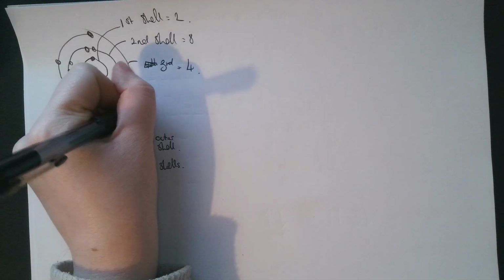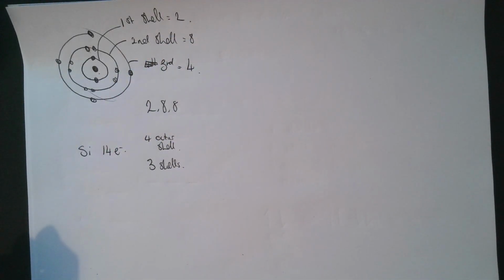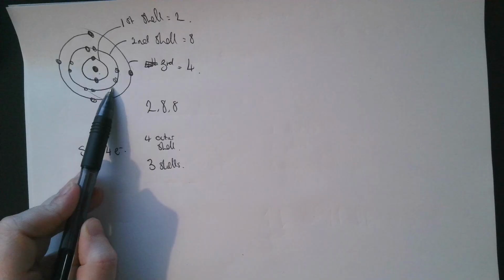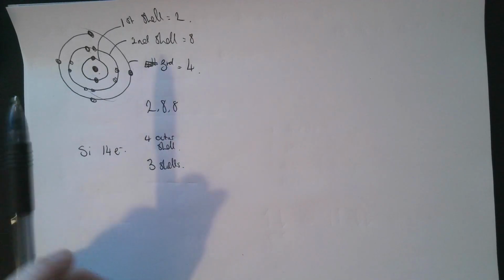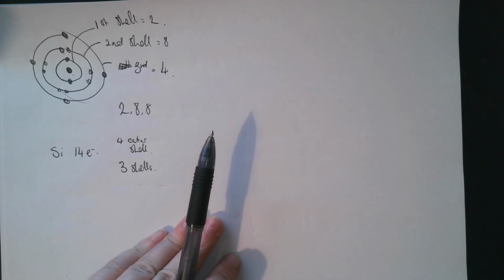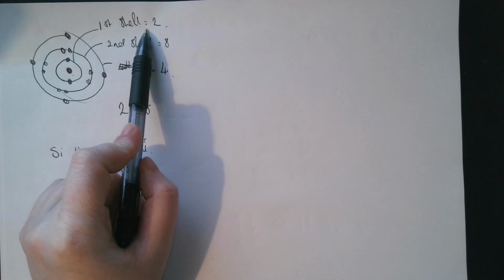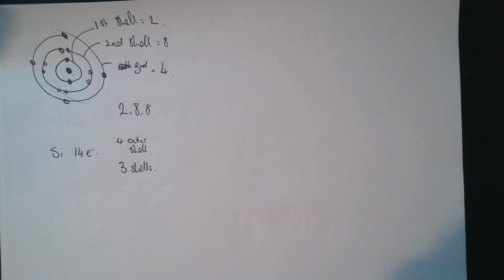Now at GCSE, this is known as the 2-8-8 rule, which means that the first shell can only hold 2, the second shell can only hold 8, and the third shell can hold 8. However, at GCSE, we don't understand why the first shell only has 2. And we also lie.